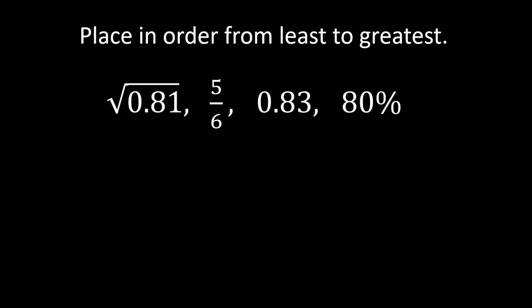In this example, we have fractions, decimals, percents, and square roots that we'll be placing in order. To do that, we first have to put each of these numbers in decimal form, starting with the square root of 81 hundredths. You can do the square root with a calculator, and the square root of 81 hundredths is 9/10. Next, we have 5/6 that we will change to a decimal by dividing the numerator by the denominator. 5 divided by 6 is 0.83 repeating.